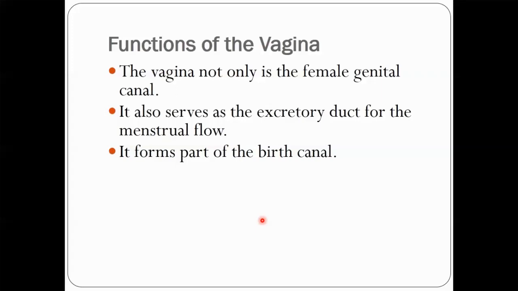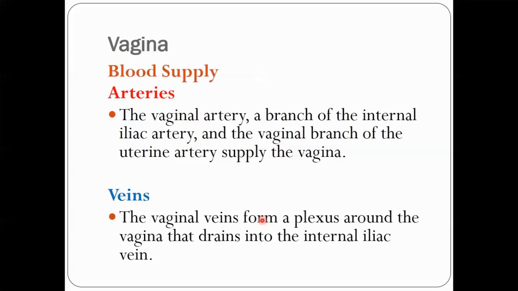Functions of the vagina. It is the female genital canal, serves as excretory duct for the menstrual flow, menstrual blood each month, and it forms part of the birth canal. لما نحكي birth canal القناة through which the baby passes during delivery.